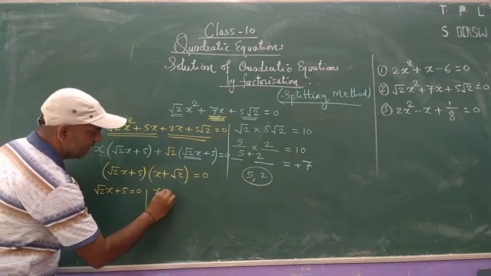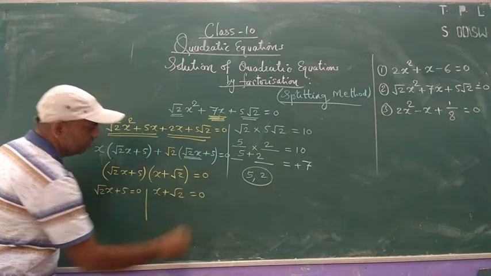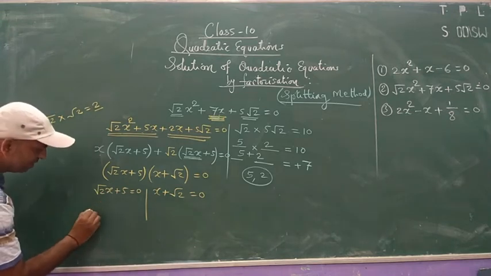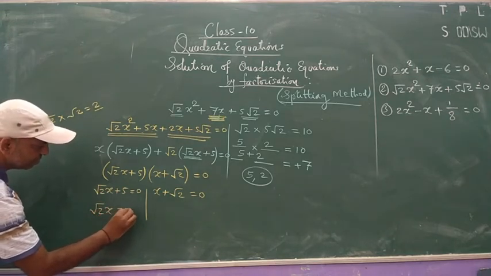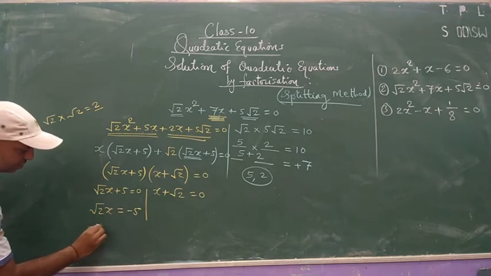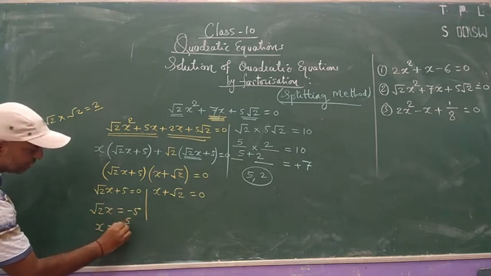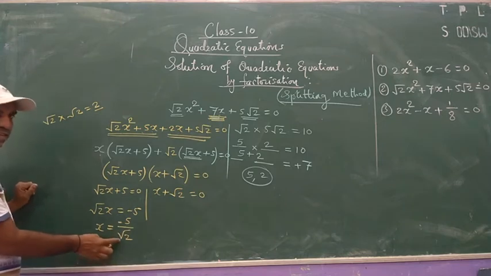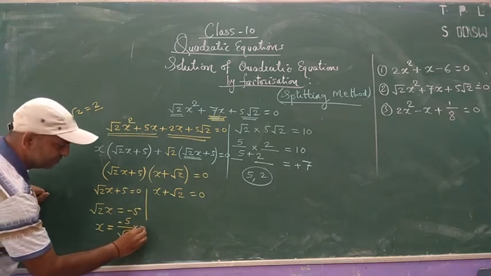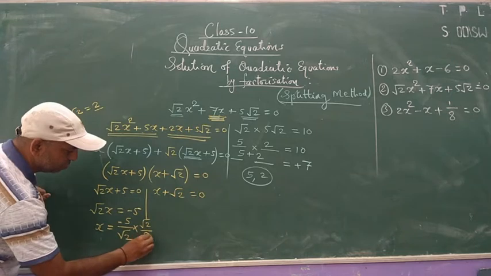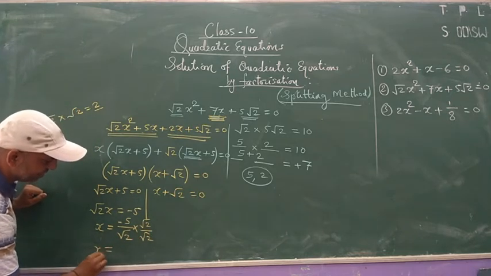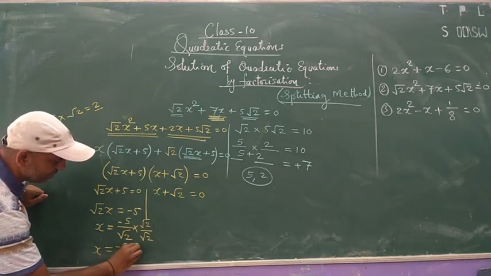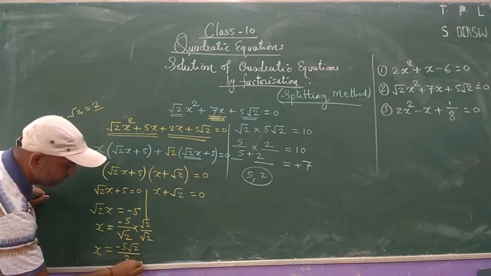Another is x plus √2 is equal to 0. So find the value of x here. √2x is equal to minus 5, so x is equal to minus 5 upon √2. Since √2 is in the denominator, rationalize it. We get x is equal to minus 5√2 upon 2.